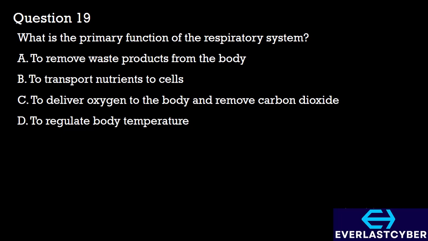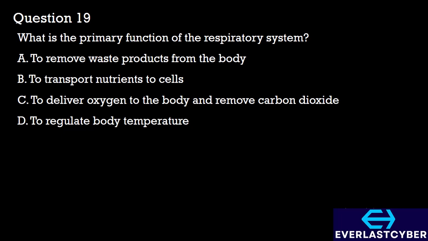The removal of waste products from the system is carried out by the urinary system. The circulatory system transports nutrients to cells through the blood. The respiratory system facilitates the exchange of gases, so it brings oxygen into the body when we inhale, and it removes carbon dioxide, which is a waste product of metabolism, when we exhale.